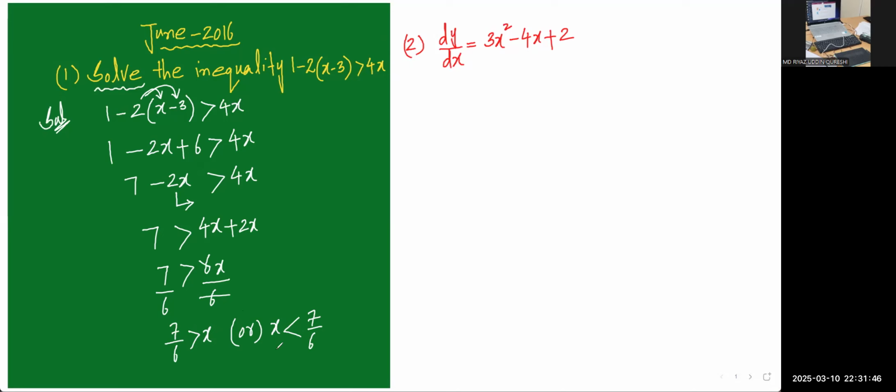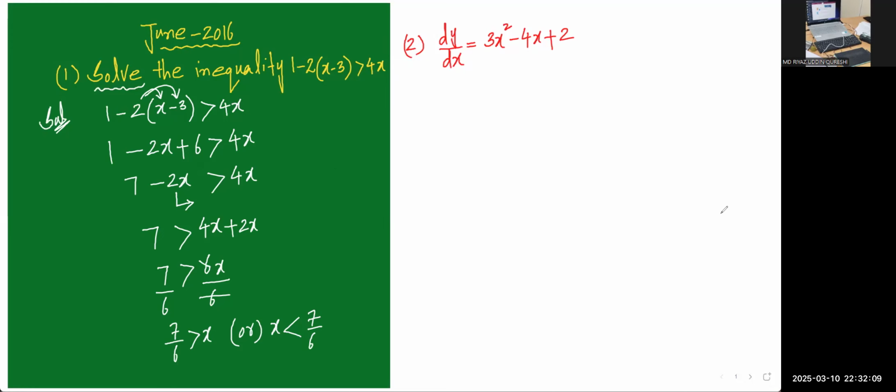And if you want the value of x, 7 divided by 6 is, I think, 1.17 or 1.16, the decimal value. If you want to write that, choice is yours. If you don't want to write, also no problem. That is optional. Understand? This is the solution of the first question.